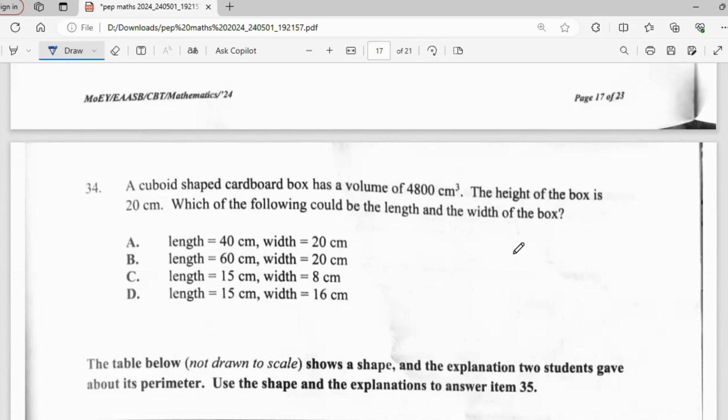For this question, there's a problem-solving strategy known as simplifying the problem. What I'm going to do here is to simplify the values that are given in the problem. So instead of using 4,800, I'm actually going to use 48. And instead of using 20, I'm actually going to use 2.